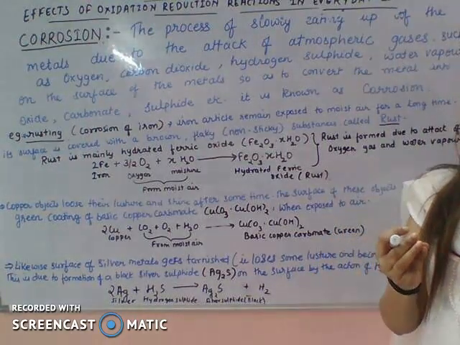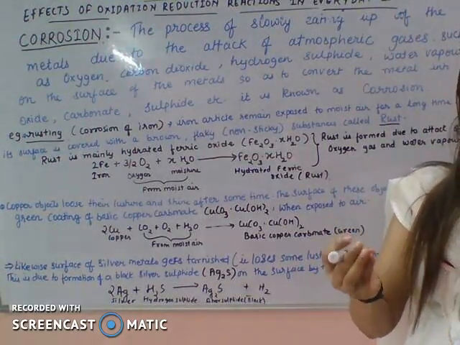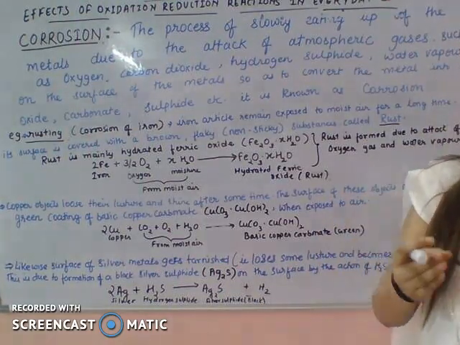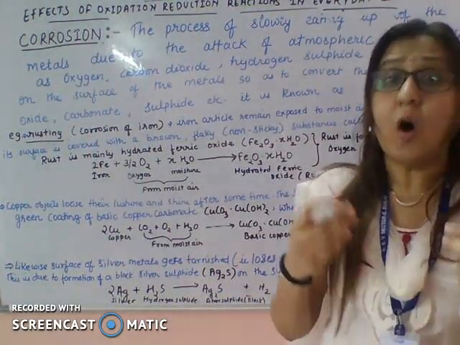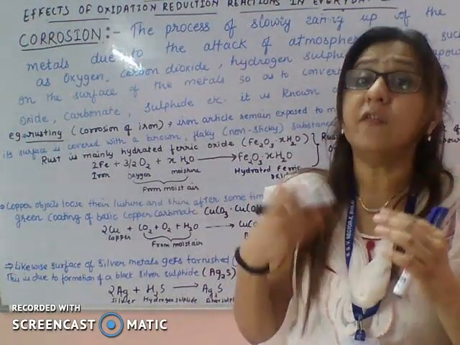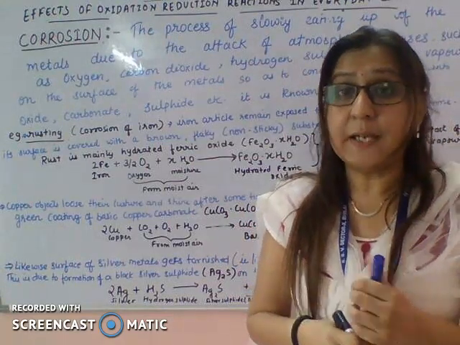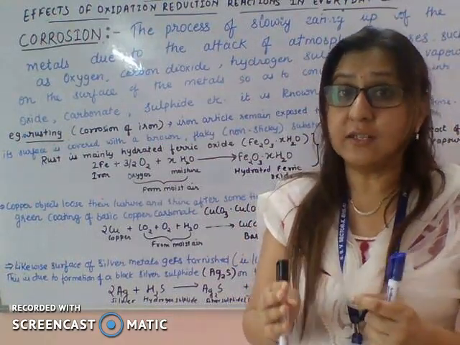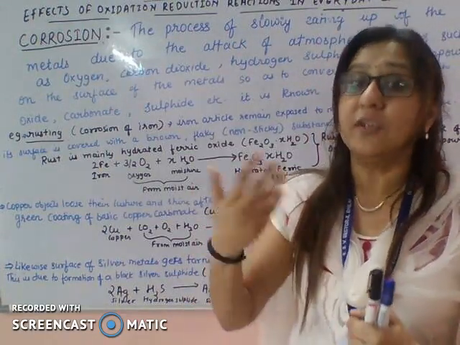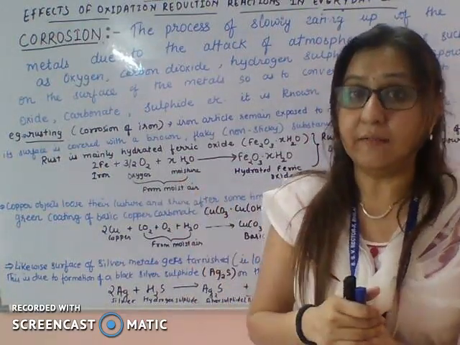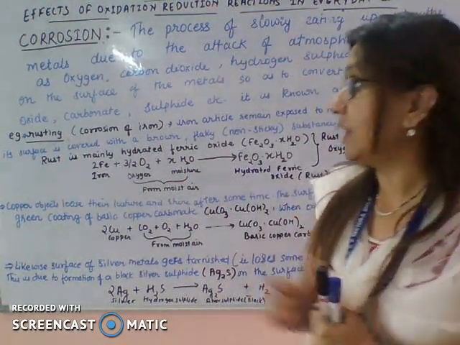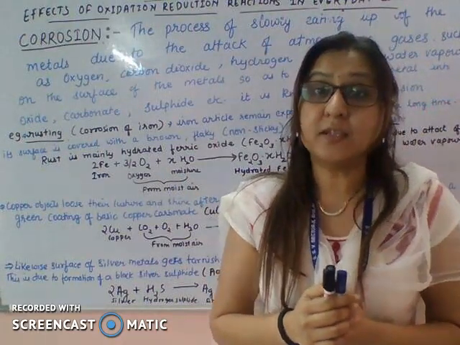But when aluminium is exposed to moist air, its surface is covered by a thin impervious layer of aluminium oxide, that is Al2O3. It prevents further corrosion. So it becomes resistant to further corrosion. So sometimes for some metals it is beneficial to have corrosion. Now we can talk about how we can prevent corrosion.